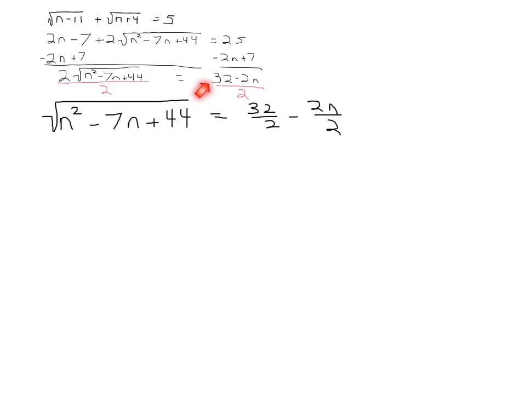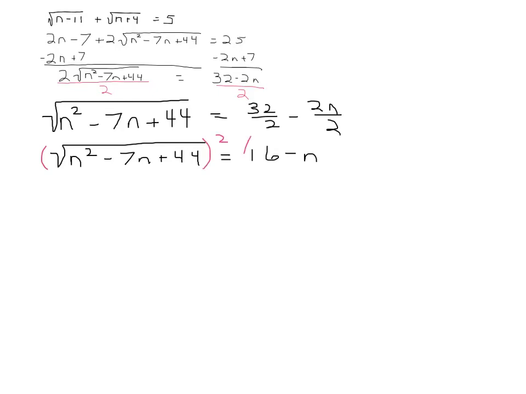The reason for that is we had this numerator, 32 minus 2n, over this denominator, and we learned earlier that if you have a polynomial on top and a monomial on the bottom, then you can divide each term of the polynomial, each term of the numerator, by that monomial denominator. So this gives us 16 minus n on the left. At this point, we're ready to use the power rule and square both sides. So that gets rid of our radical sign on the left.